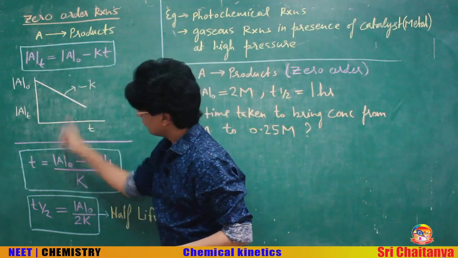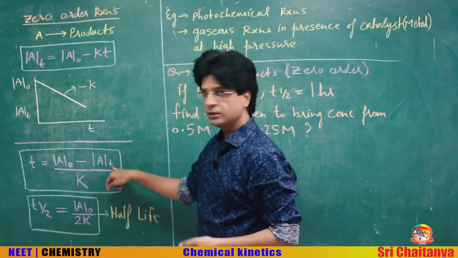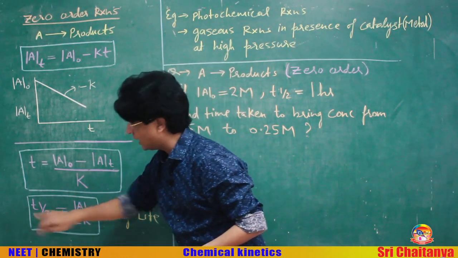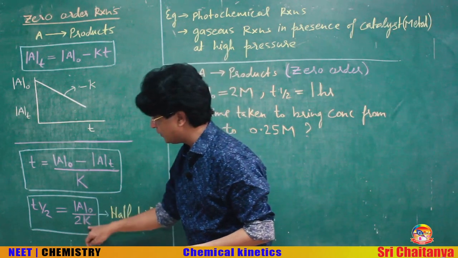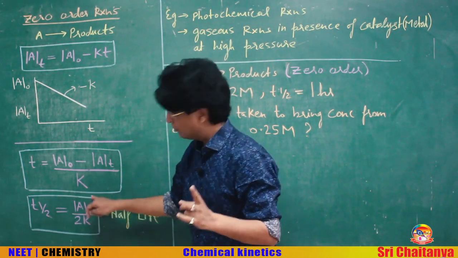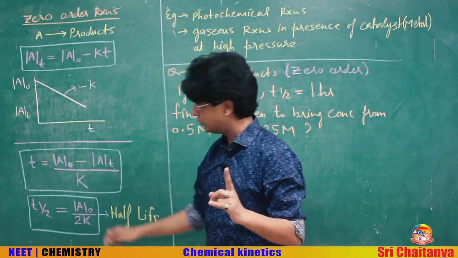Now you rearrange that, and you will get time equals A naught, the initial amount, minus the remaining amount, upon K. So from here t half we can say is A naught by 2K. Remember that half-life is directly proportional to the initial amount. More is the initial amount, more will be the half-life. This is very important. You got to note it down.